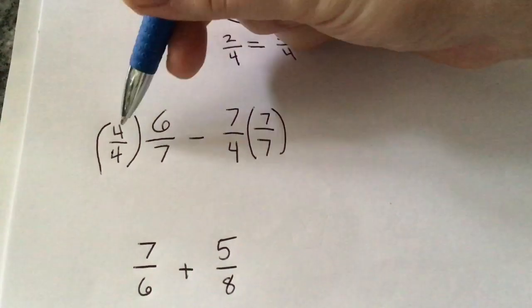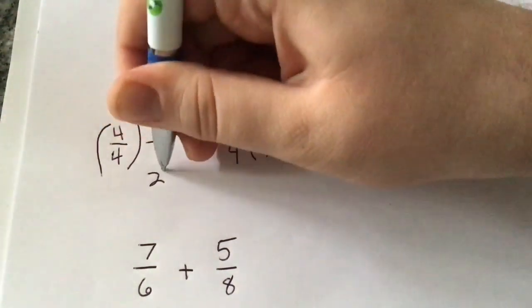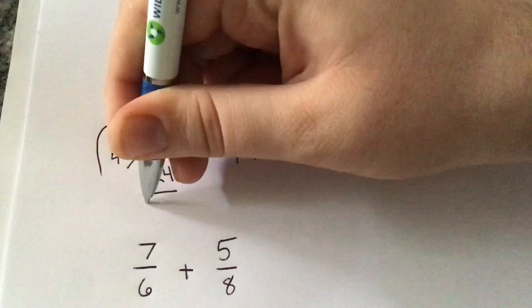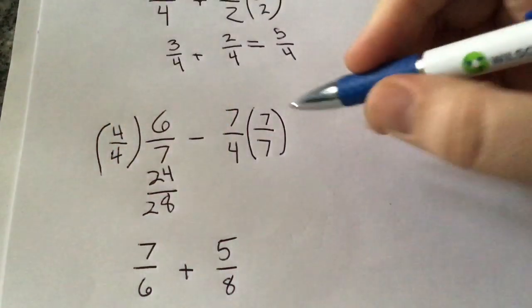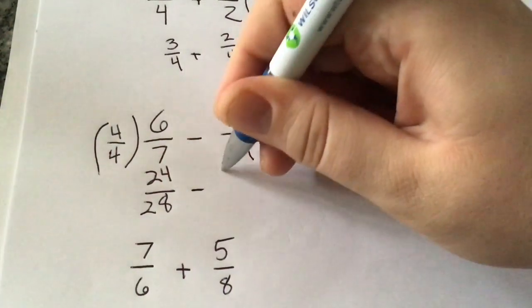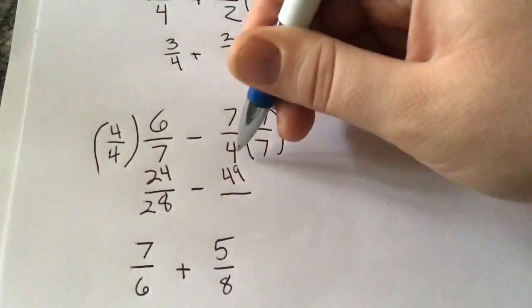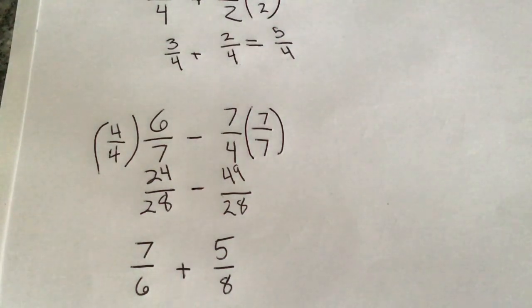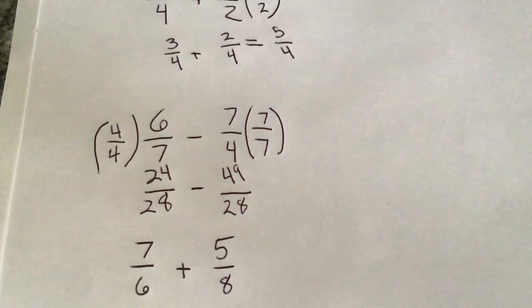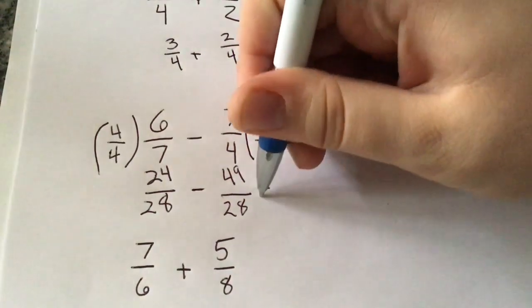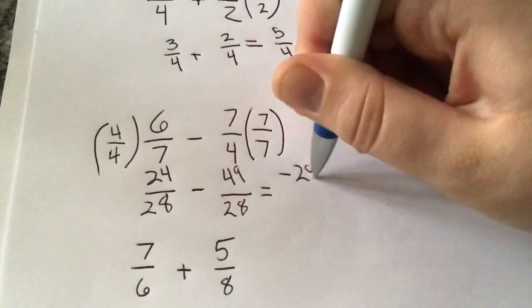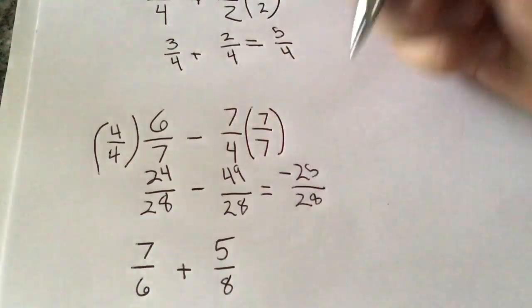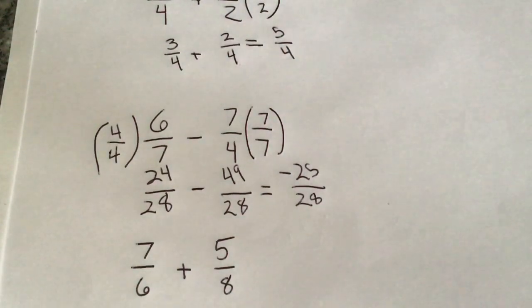So I'm going to go ahead and multiply this by 4. Well, 6 times 4 is 24. 4 times 7 is 28. And then minus 7 times 7 is 49. And then 4 times 7 is 28. So you can see that we ended up with two denominators that are identical. Both of these ended up with a 4 times 7 for the denominator, or 28. Well, 24 minus 49 is negative 25 over 28. And there we are. We're done with that problem.